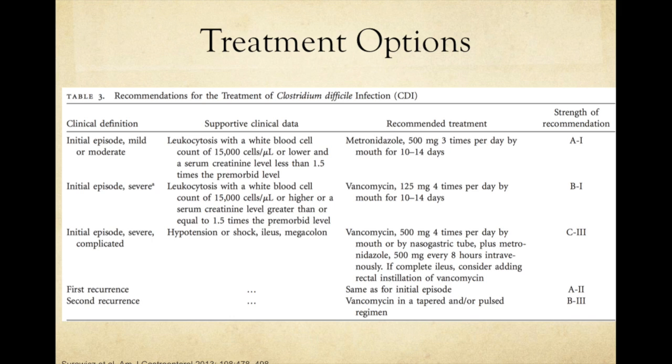If they present with a more severe infection that's complicated and the patient exhibits shock, megacolon, or hypotension, you're going to administer the vancomycin 500 milligrams 4 times a day by mouth with or without metronidazole IV, and that's going to be given 500 milligrams every 8 hours intravenously. Now, if the patient presents with complications of ileus, the vancomycin can actually be administered per rectum.